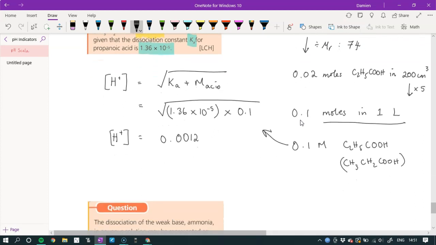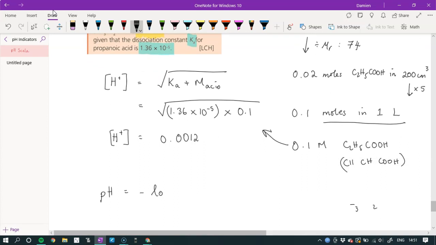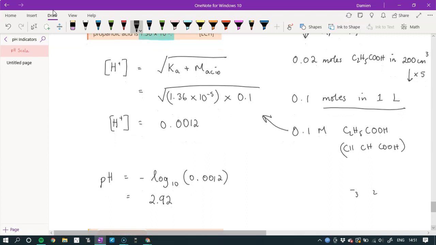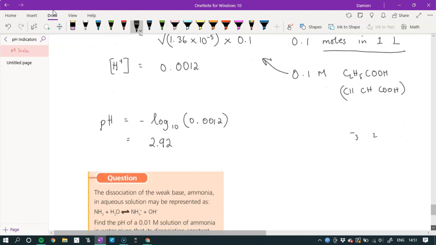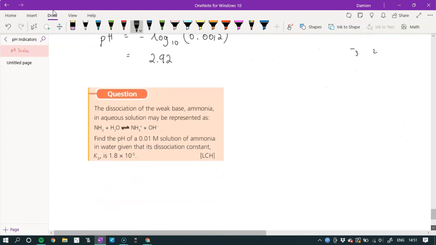So as usual, you take your pH formula. So pH is equal to minus log base 10 of your hydrogen ion concentration. And you pop that into your calculator and you get your final answer. So that's giving us a value of 2.92. So that's the pH for that solution. Let's move on to the last example.